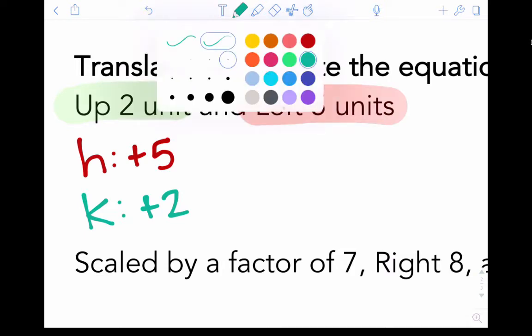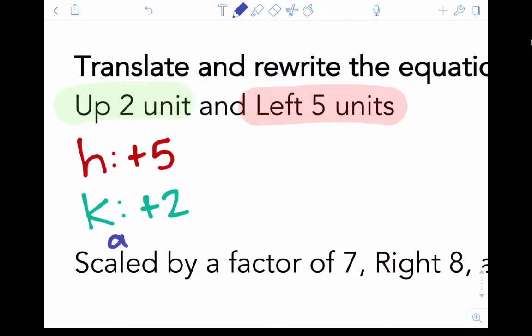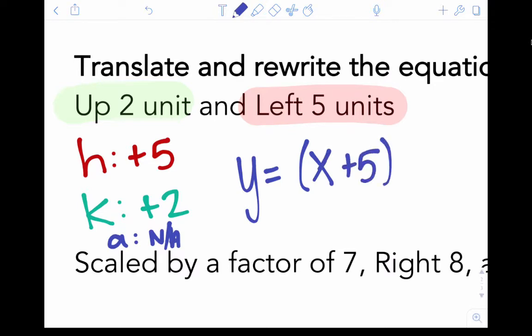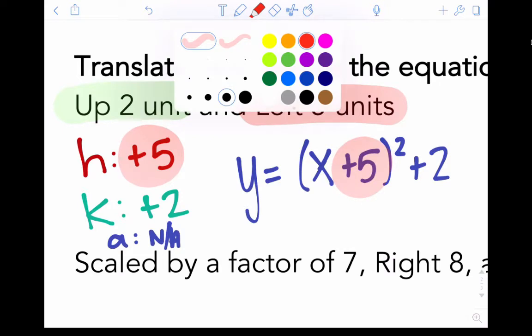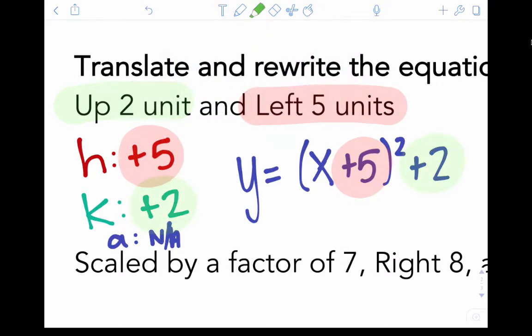And now I need to think about a. Well, nothing happens with a. So now I just need to write my equation. So I have y equals, my a is still 1, times the quantity x plus 5 squared plus 2. So that plus 5 comes from that left 5, and that plus 2 comes from the up 2.